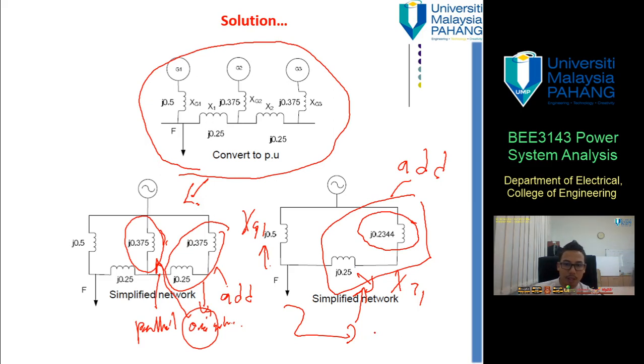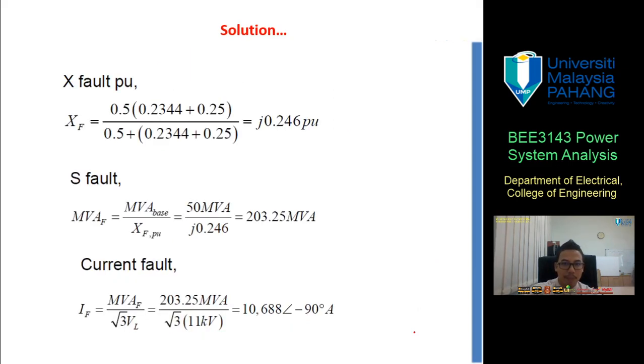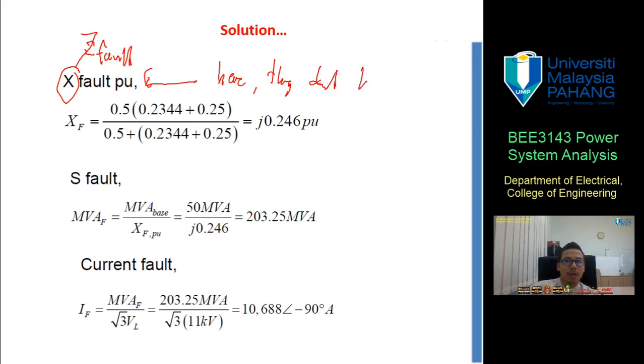So here we get the fault value. It's the same value. Actually, even the x here is the same as the z. Why is it x? Because all are reactances and they don't include any resistance. That's why they call it x fault. Actually it's the same value as the z fault, but they call it x fault because here they don't have resistance.